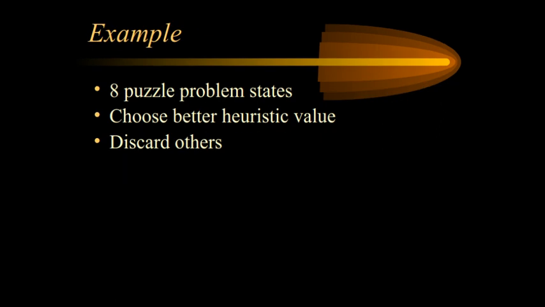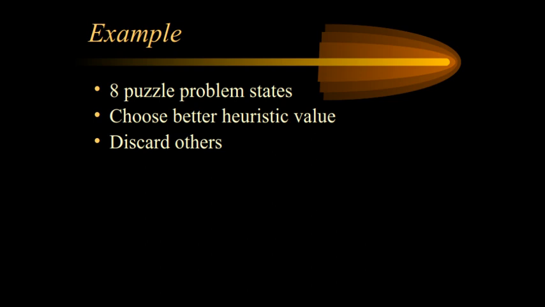As in the 8 puzzle problem that we have seen, we choose the better heuristic value and discard the other heuristic values. What are the problems associated with this type of searching, the hill climbing technique? Here the problem is the local maximum problem.